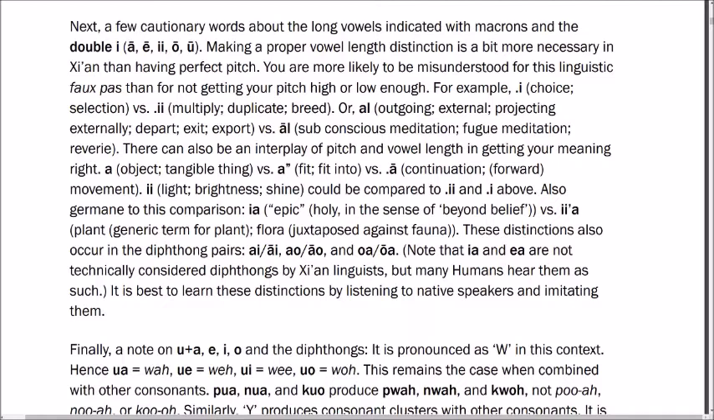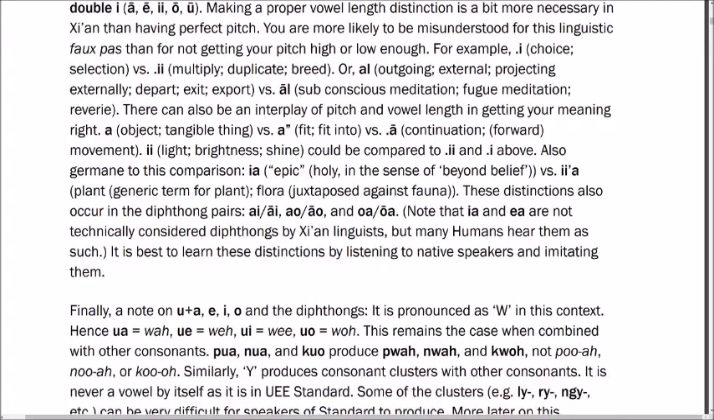These distinctions also occur in the diphthong pairs, I, au, au, and oa, oa. Note that ia and ea are not technically considered diphthongs by Xi'an linguists, but many humans hear them as such. It is best to learn these distinctions by listening to native speakers and imitating them.